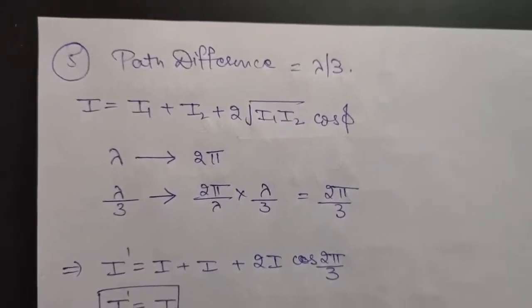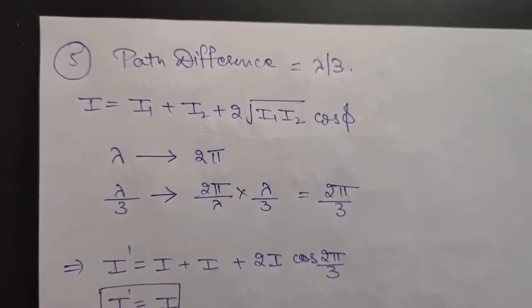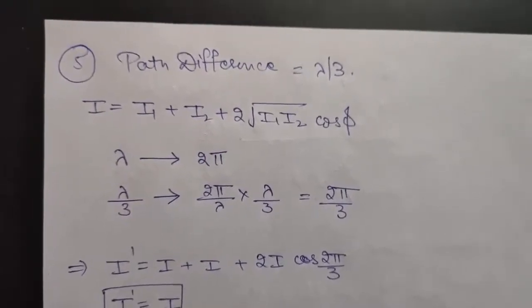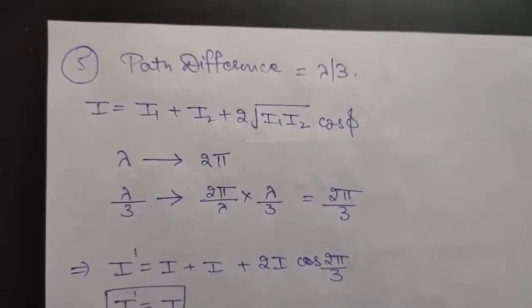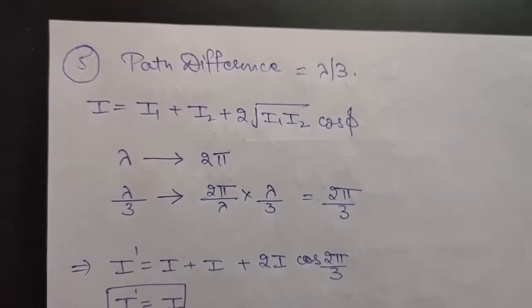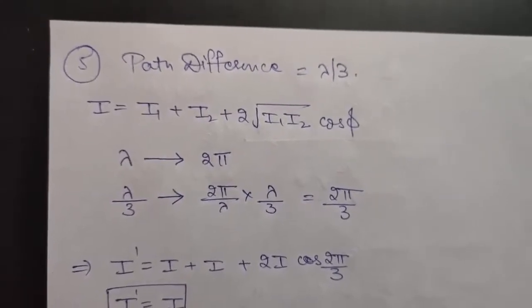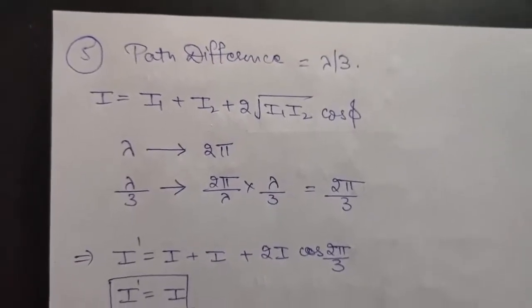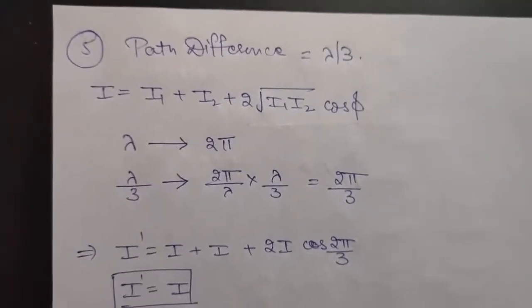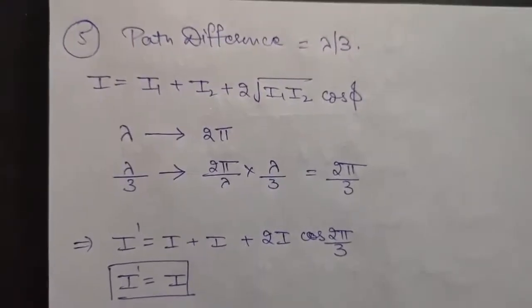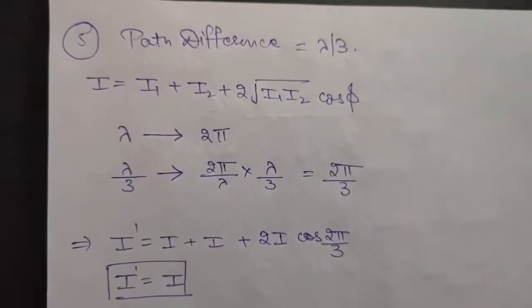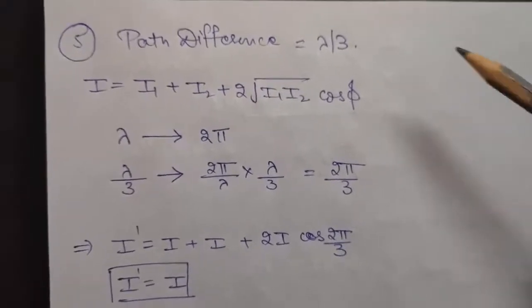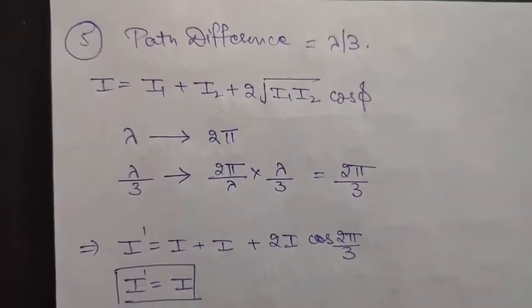So question number 5 says, in Young's double slit experiment using monochromatic light of wavelength lambda, the intensity of light at a point on the screen where the path difference is lambda is k units. What is the intensity of light at a point where the path difference is lambda by 3? That is, it is saying when the path difference is lambda, your intensity is k. Then you have to calculate what the intensity will be if the path difference is lambda by 3.